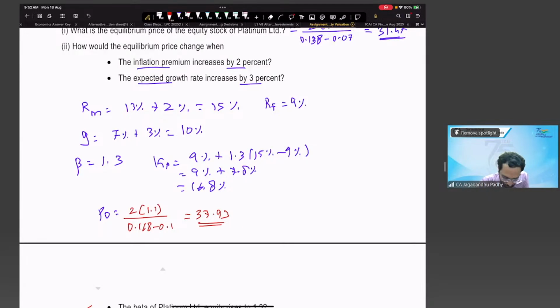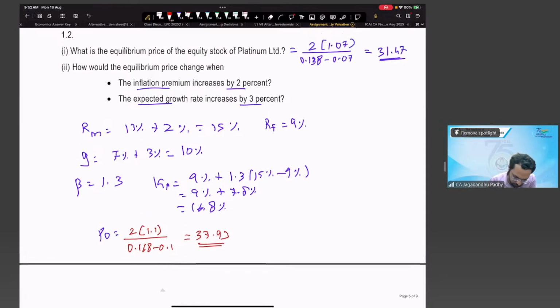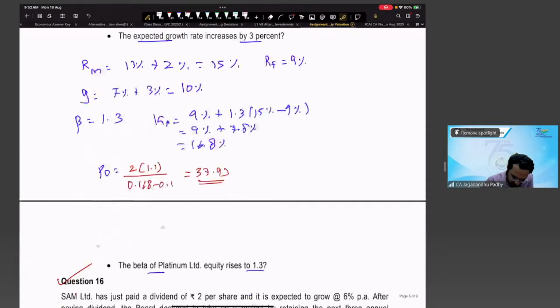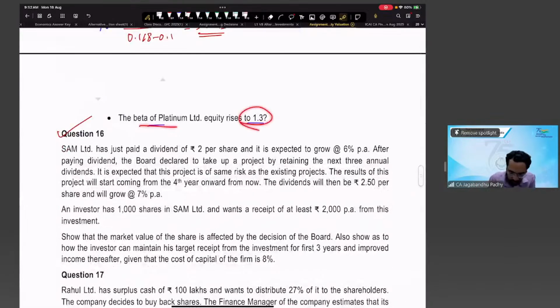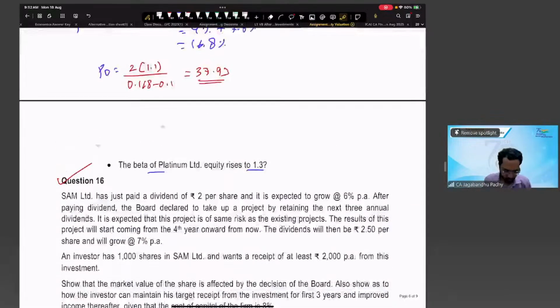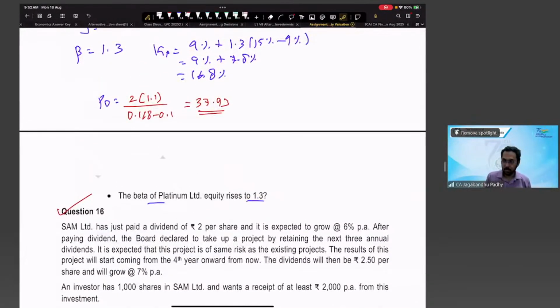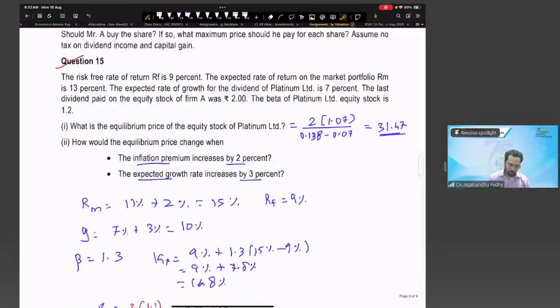Sir, I lost the connection. Please explain how you got that beta 1.3. Beta is given. Beta of Platinum rises to 1.3. That is given in the question. Okay, sir. In the second scenario, the beta value is given as 1.3. Okay, fine, it was there. So we're done with the 15th.